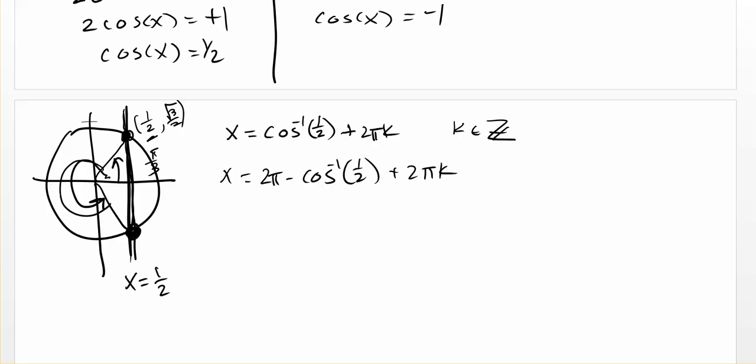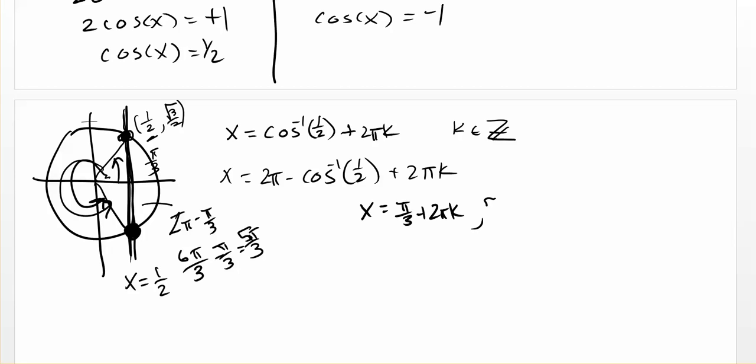And that means this angle right here is pi over 3 shy of 2 pi. So that angle was 2 pi minus pi over 3. And since 2 pi is 6 pi over 3, minus pi over 3, our second angle is equal to 5 pi over 3. And so any angle that is coterminal with 5 pi over 3 will give us a solution, and any angle that is coterminal with pi over 3 will give us a solution. So we can rewrite these as x is equal to pi over 3 plus 2 pi k, or x is equal to 5 pi over 3 plus 2 pi k.